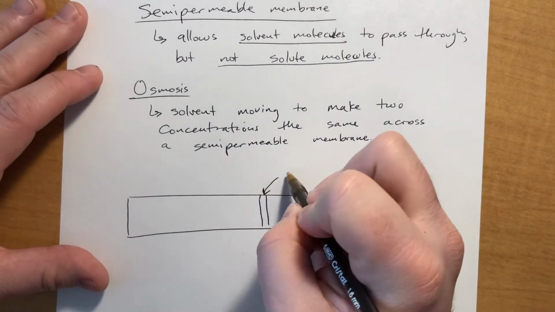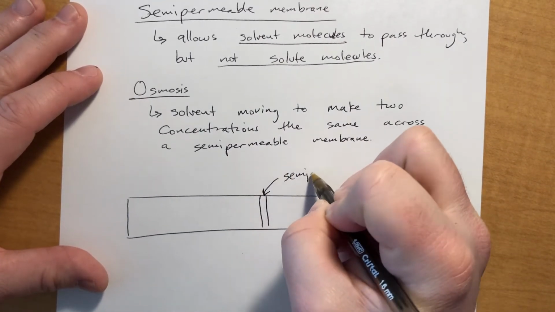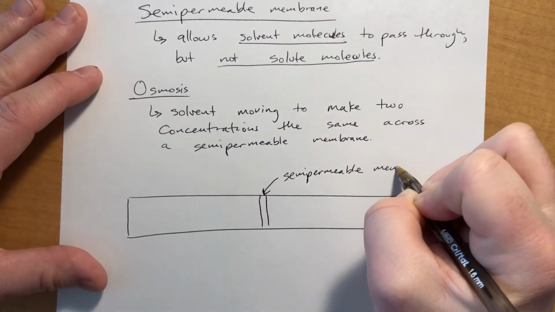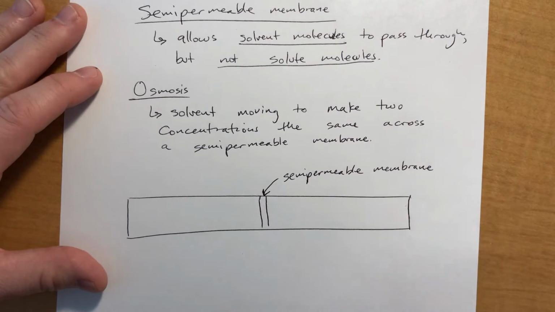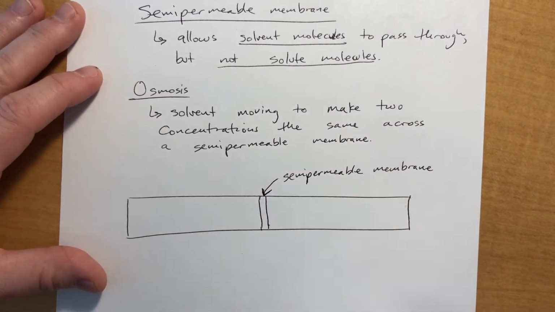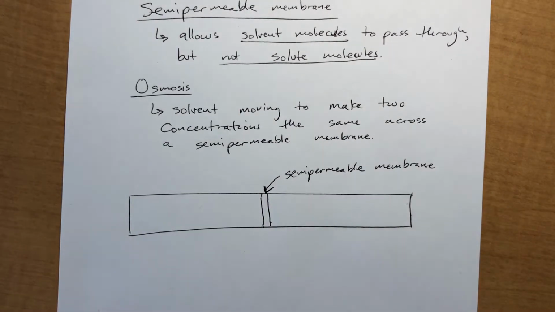I just drew it as a double line. I'm trying to oversimplify things. Semi-permeable membrane. Okay, so this little thing is a semi-permeable membrane. What that means is that it allows water to get through, but not, let's say, salt.